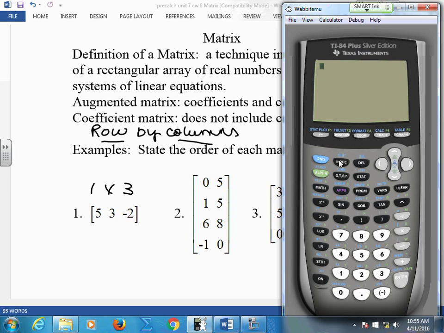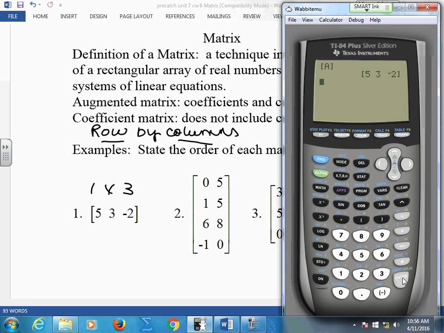If I want to see the matrix I just did, I go second matrix. I just put in A. Let me see what it looks like. There's my A. Remember, your matrix are named by letters. Enter. That's my matrix. Now, there's no answer. I'm just showing you right now how to put a matrix in your calculator. We're not doing any work on it yet.